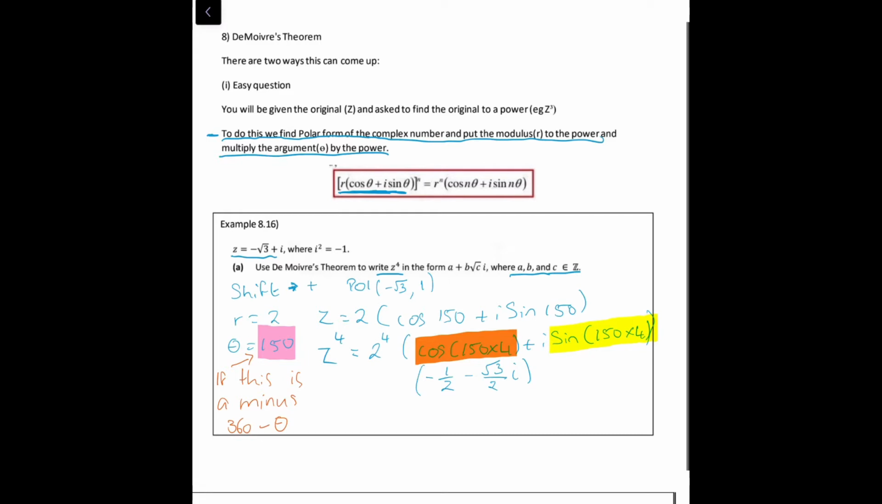I check what my 2 to the power 4 is, and that is 16. So I know that z to the power of 4 is equal to this. So z to the power of 4, when I multiply 16 times minus a half, is minus 8. 16 times minus root 3 over 2 is going to be minus 8 root 3i. And that is my answer then.